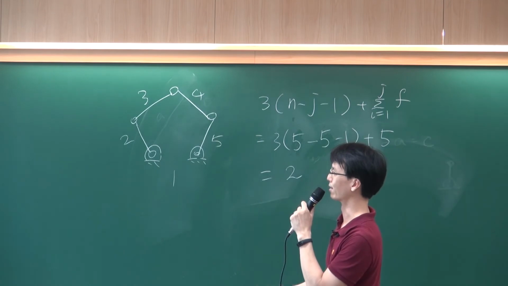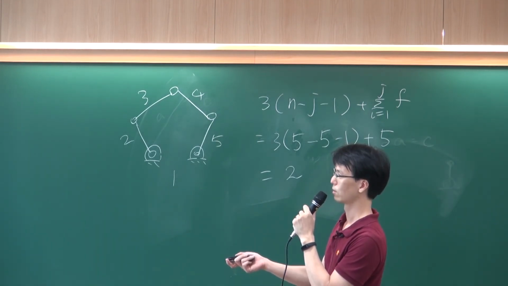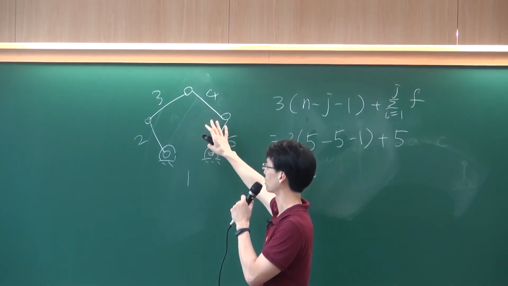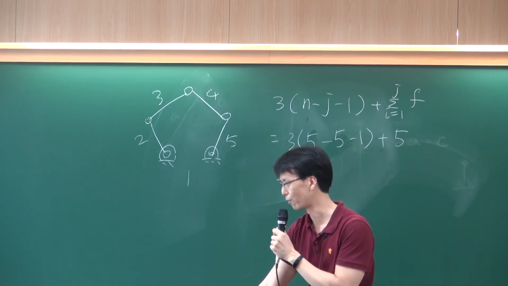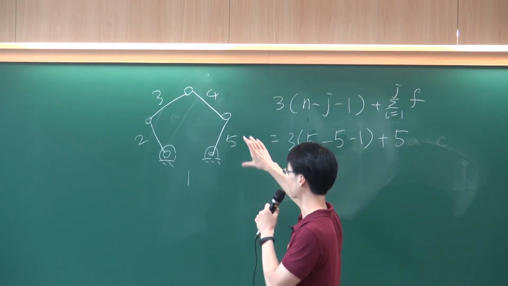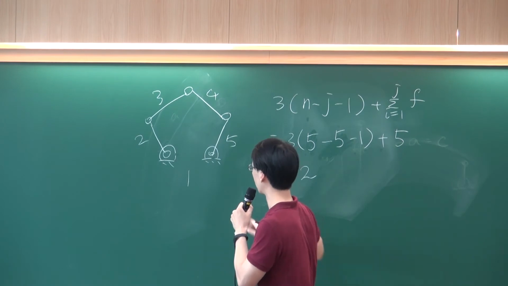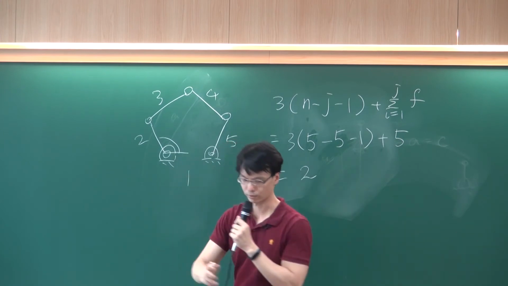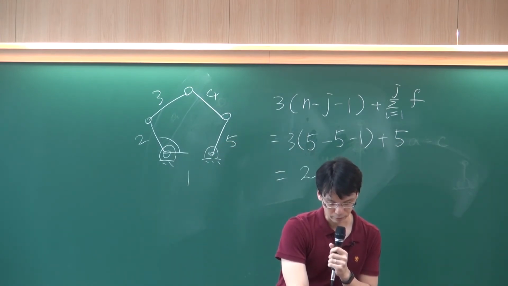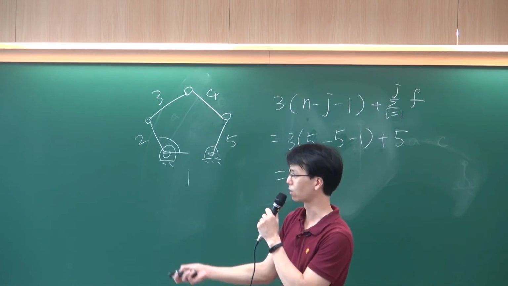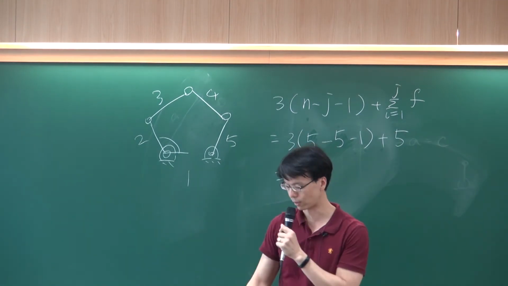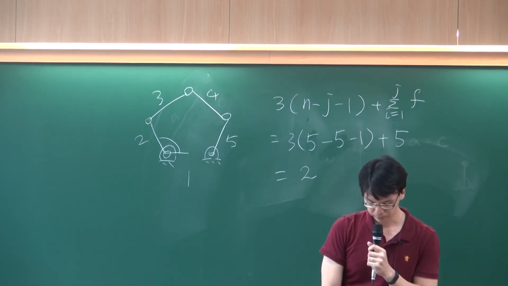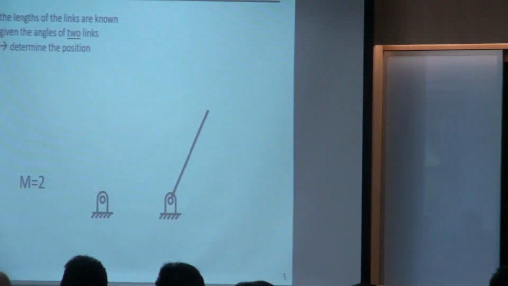So what does 2 mean? That means we need to define 2 angles, or 2 position variables, in order to define the position of a mechanism. In the 4-bar mechanism, we only need to define 1. In the previous example, we only defined the angle of link 2 first, then we could find out the corresponding position. But for this 5-bar, we need to define 2.